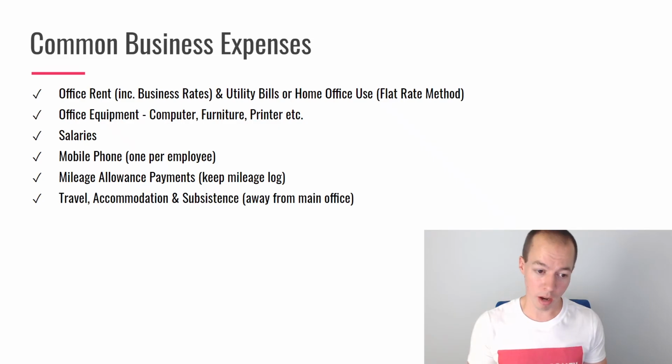Up next we have travel, accommodation and subsistence. So this applies when you're away from the office or working at temporary accommodation. For example, it doesn't cover traveling to your office, it does not cover commuting, it does not cover buying lunch each day when you're at your own office. However, if you need to go away for a meeting, you need to stay at a hotel for a night, it will cover things like that.